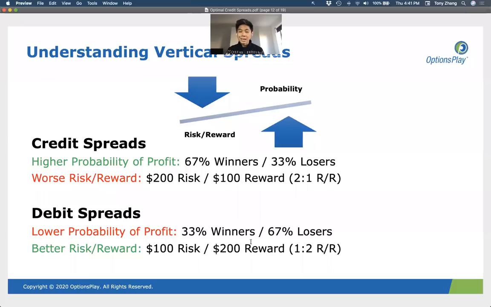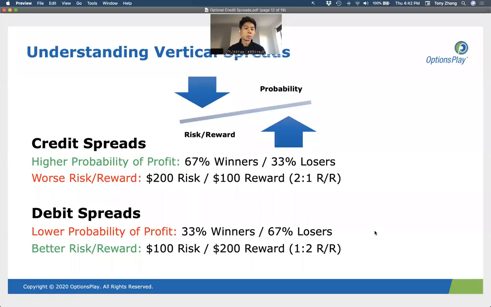So one strategy is not better than the other. I keep hearing from investors saying, I prefer to sell credit spreads because they're better, or I prefer to do this because they're better. The reality is that none of these are better than the other. They're all similar, because you're just making trade-offs between probability and risk to reward. Is low probability worse than high probability? No. Is high probability better than low probability? No, not at all. You just have to understand what you're trading off for that probability.